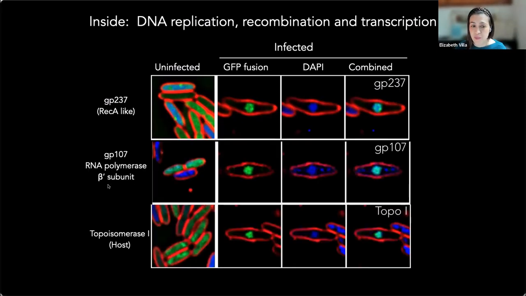And it's the same thing for GP107, which is a subunit of a very sophisticated phage polymerase, which also gets completely imported. And then if you look at topo, so from the host, any protein that we test that you would imagine would be inside the nucleus, whether it came from the host or from the phage, would get imported into the nucleus.